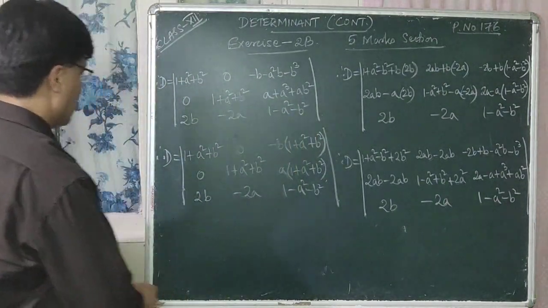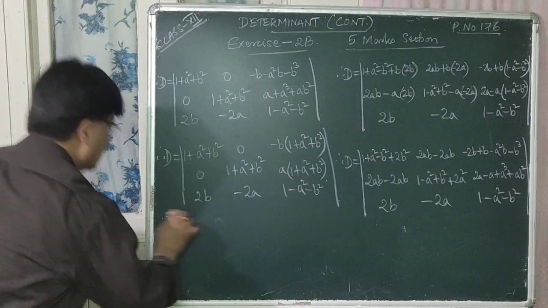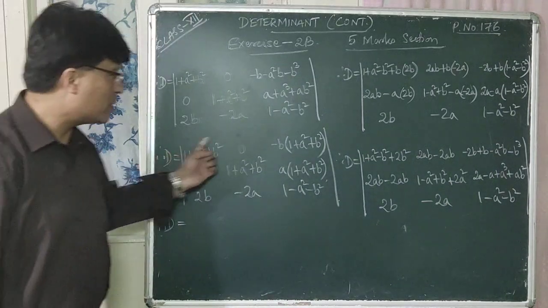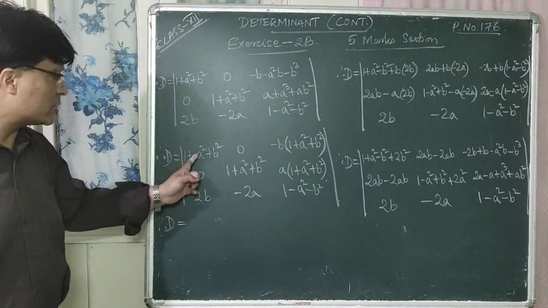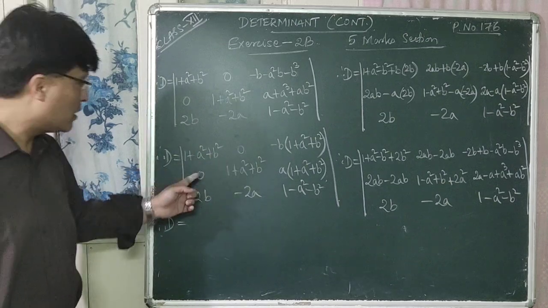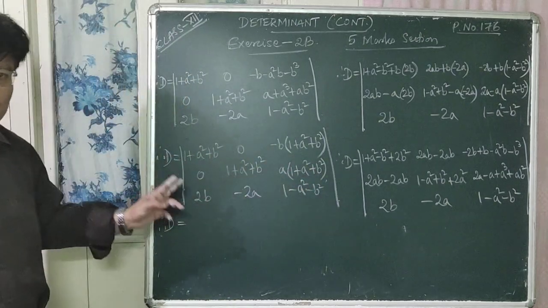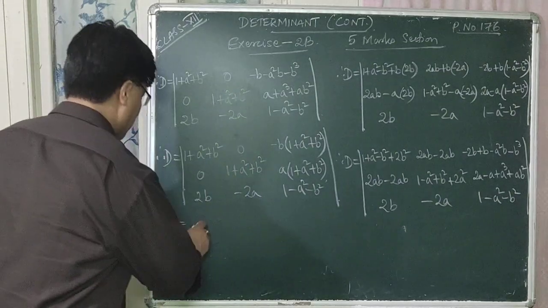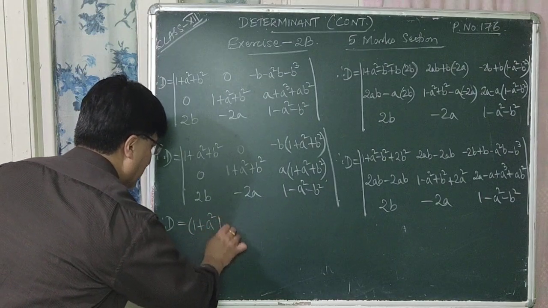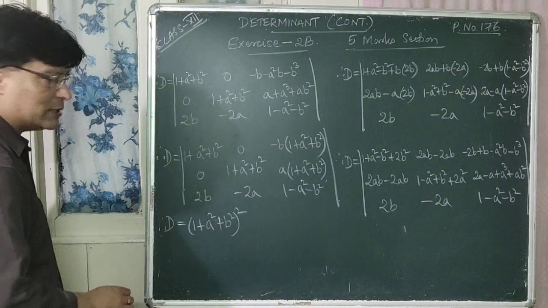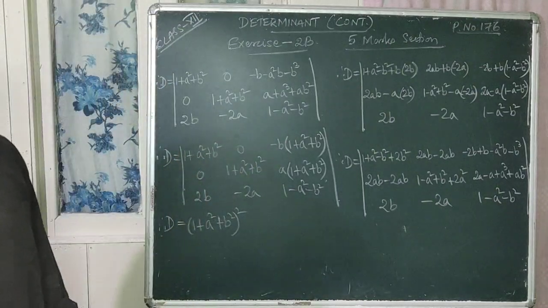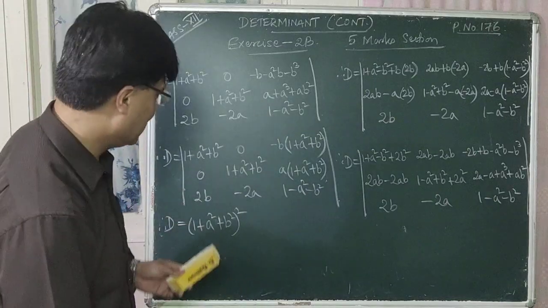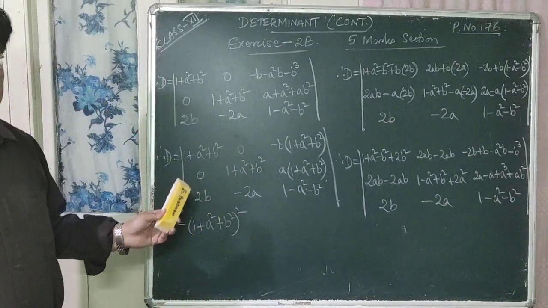Okay. So now D is equal to. Now what will you do in the next step? We can take common from the first row. That is 1 plus a square plus b square. It is taken outside. Again from the second row you can take common 1 plus a square plus b square. It is taken outside. Isn't it? So let us write down 1 plus a square plus b square whole square. That means 1 plus a square plus b square is taken common from the first row, and 1 plus a square plus b square is taken common from the second row.